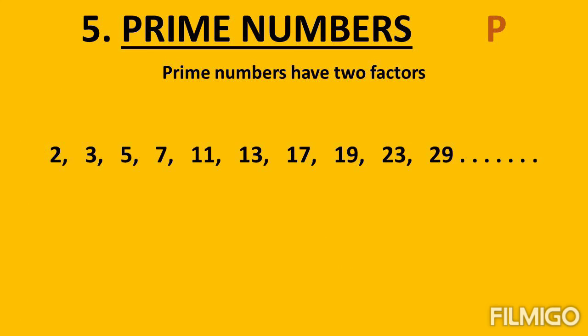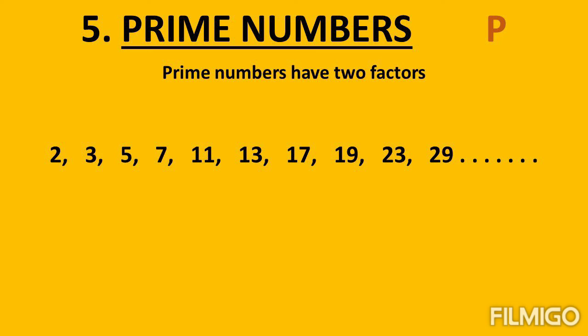So what I have given you are some of the prime numbers up to 29. And then please note there are many more. The dots over there are showing that there are many more prime numbers. So 2, 3, 5, 7, 11, 13, 17, 19, 23 and 29 are given to you. There are many more.